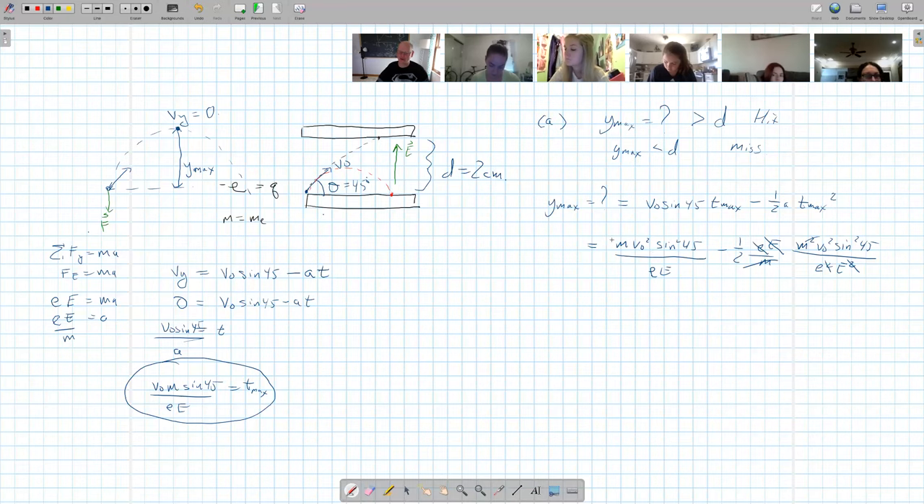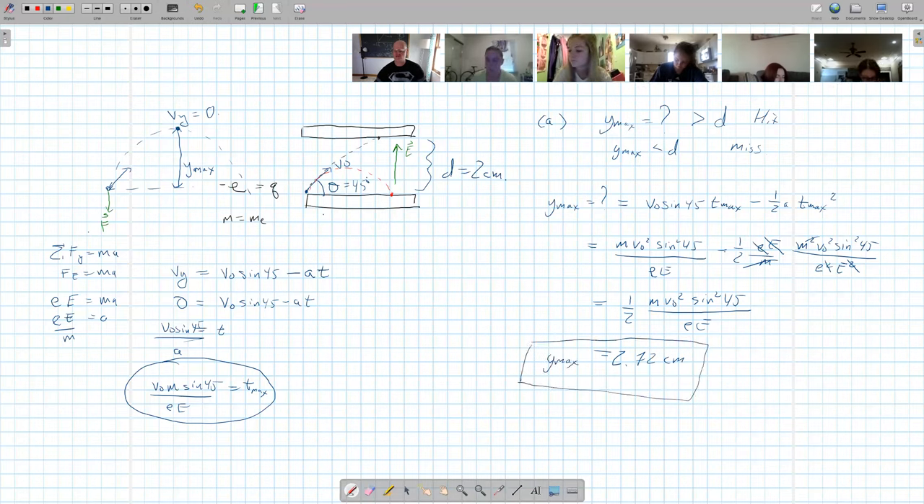So if I make those cancellations, notice that this term here is exactly the same as this term here, except this one has a minus a half in front of it. So this is basically the same thing as x minus half of x. But x minus half of x is simply half of x. So let's plug in our numbers. This becomes 1/2 m times V0 squared times sine squared of 45 degrees, all divided by E times E. Plugging in my numbers, that distance becomes 2.72 centimeters. So the maximum height that this electron is going to make it is 2.72 centimeters.